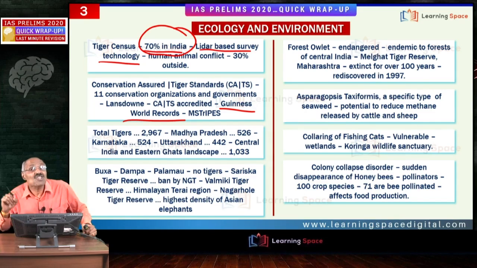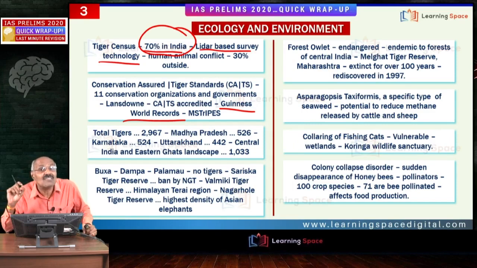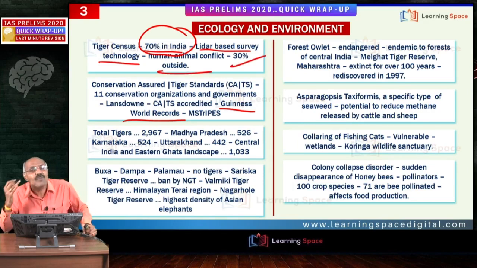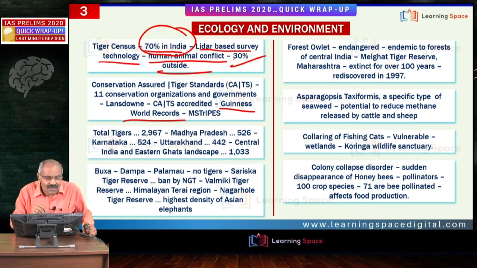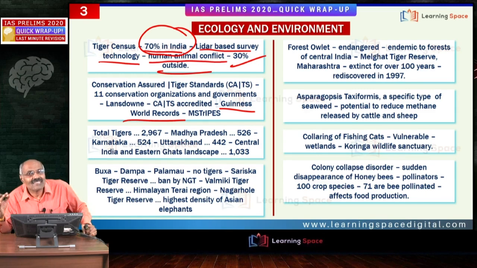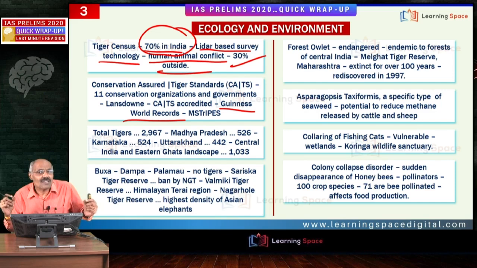Please don't forget Asian elephants. If you look at Asian elephants, around 60% of them are in our country, don't forget. Then another important aspect is human-animal conflict, please don't forget, because 30% of the animals are outside protected areas. Right, friends? In this context, I would like to tell you, India has got 50 tiger reserves.